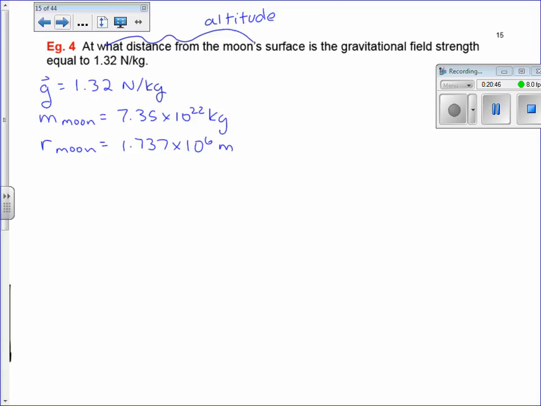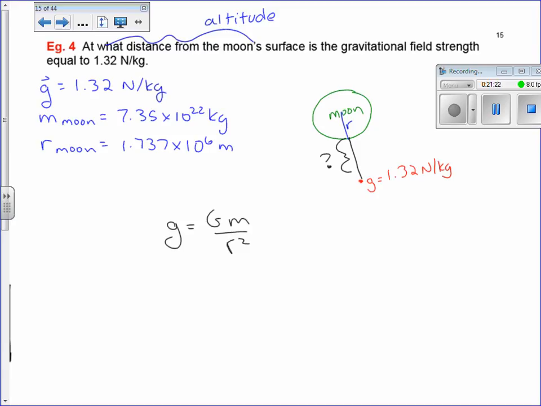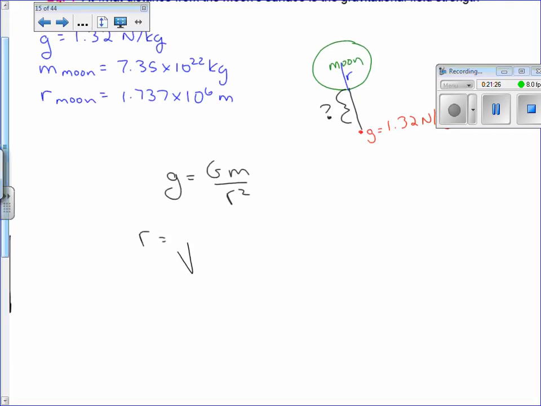So just to reiterate what we're trying to find here, we have the moon, and the moon has its radius, as I've labeled over there. And so we have some spot out here where g is equal to 1.32 Newtons per kilogram, and we want to know how far away that is. So we want this distance here. So what we're going to do is solve for R in the equation, then subtract off the radius of the moon. So if we start with g equals big G M over R squared, and we rearrange this to solve for R, R is going to be equal to the square root of G M over g.